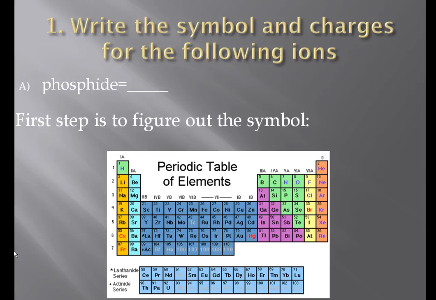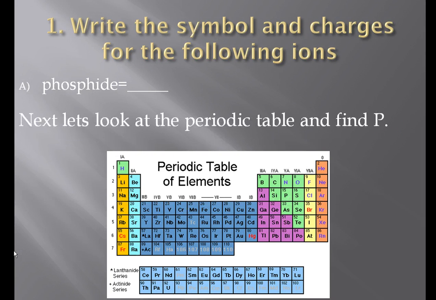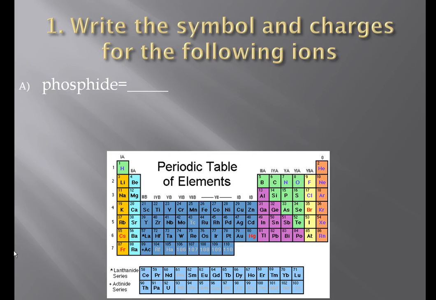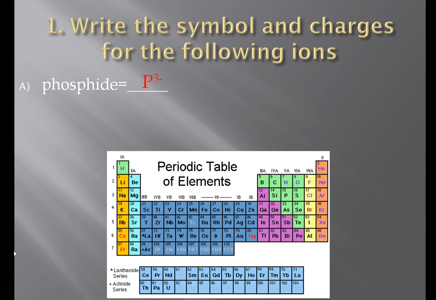Let's start with phosphide. First step is to figure out the symbol. You can either Google it, look at Chem Cruncher, or if you have it memorized. And so the symbol for phosphide is P. Next we're going to find phosphide in the periodic table. It's right there. So then we're going to look at how many groups away phosphide is from the noble gases, so we can figure out the charge. And phosphide is 3. Noble gases are 3 to the right, which means that P is negative. So it's P3 minus.